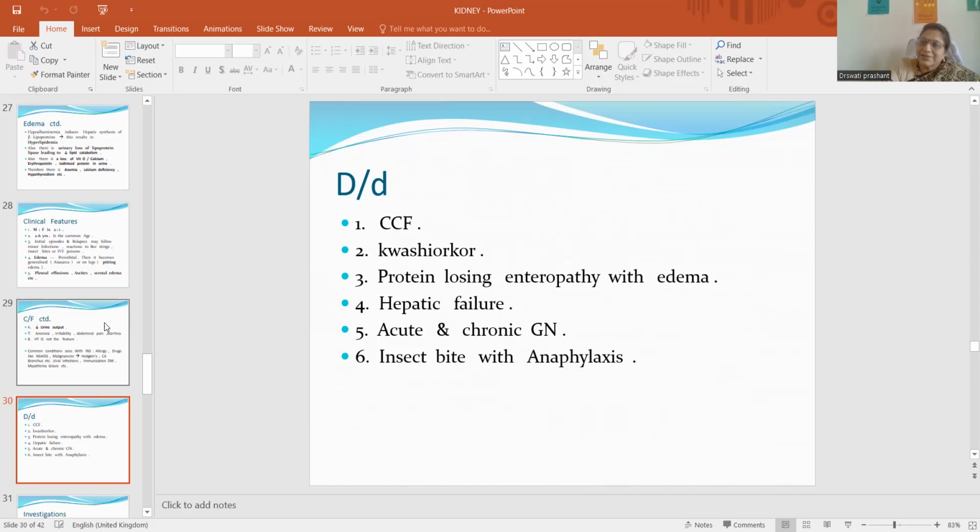Kwashiorkor also has generalized anasarca, but the age is below 2 to 3 years. Again, there won't be any urinary protein, but the total body protein will be less because of decreased absorption. So we'll get a history of malnutrition. Protein losing enteropathy or malabsorption syndromes can also lead to edema. Hepatic failure leads to edema, but the patient may have jaundice, coagulopathies, hepatomegaly, and deranged liver function tests, and there won't be any urinary protein. Acute and chronic glomerulonephritis are part of renal diseases. Insect bite with anaphylaxis is also a cause of generalized anasarca.